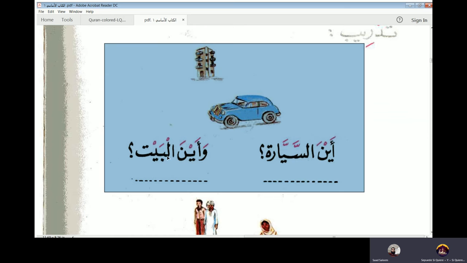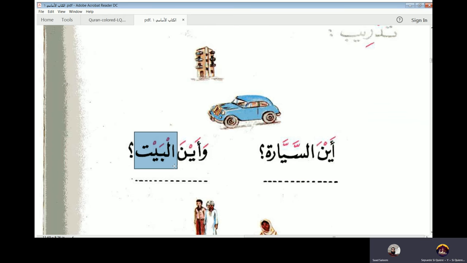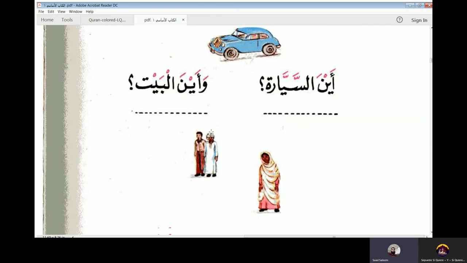Wa aina albaytu? Albaytu hunaka. And where is the house? The house is there. Read the word again, al-baytu. Don't use tanween, use dhamma. Al-baytu. Because there is a difference of meaning in both words. Al-baytu means the house and baytun means a house. So this is the difference in meaning. Okay, next.